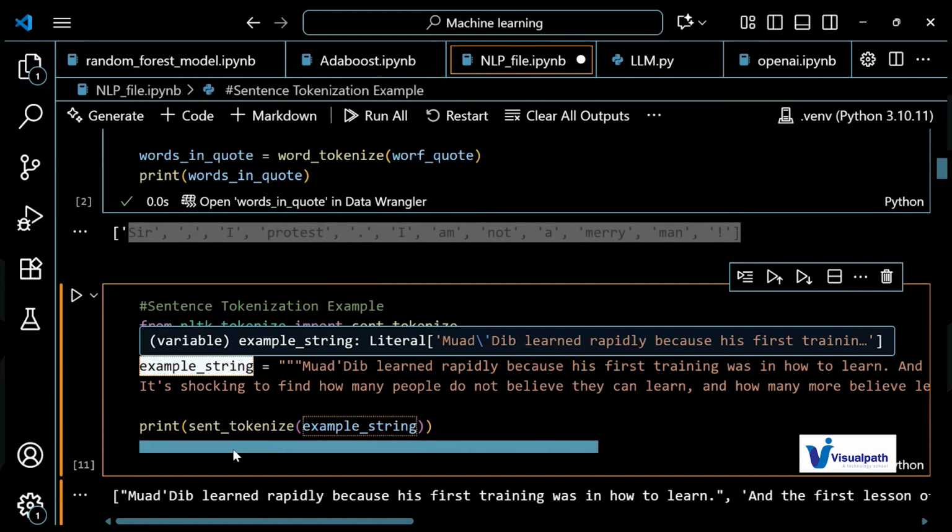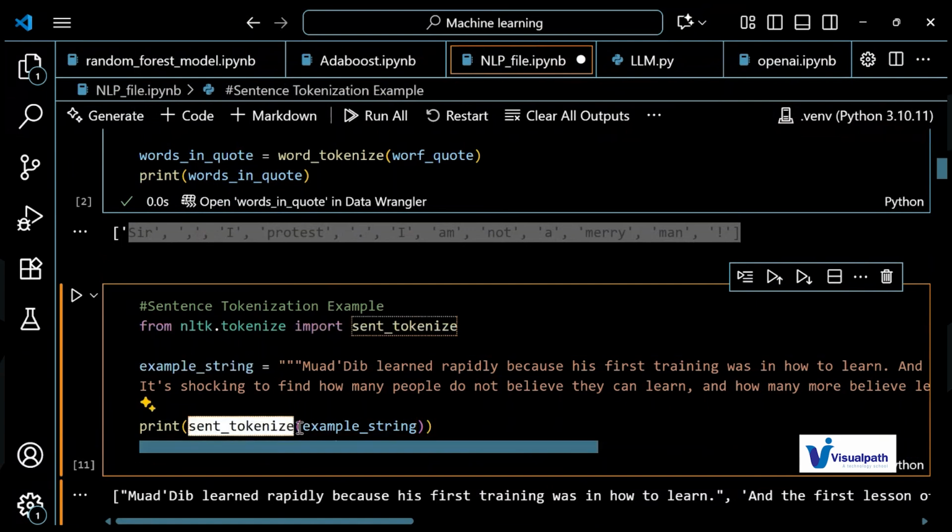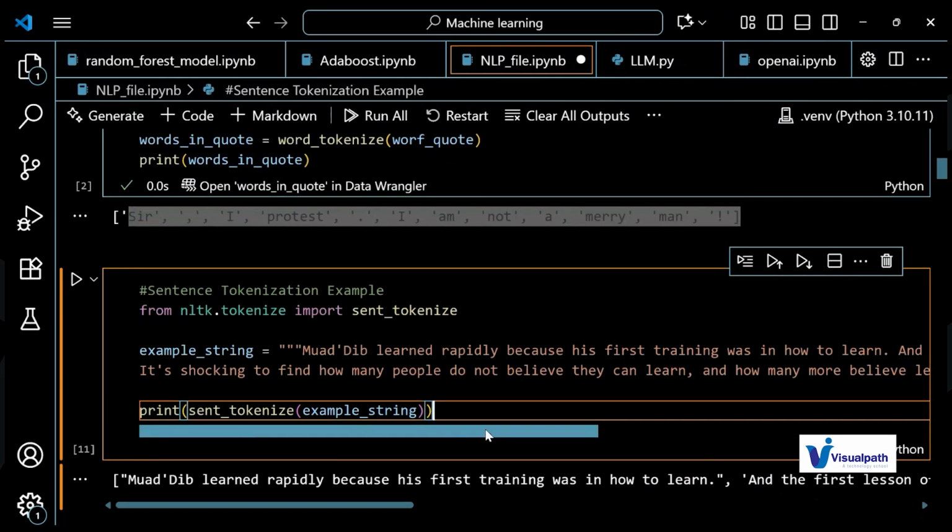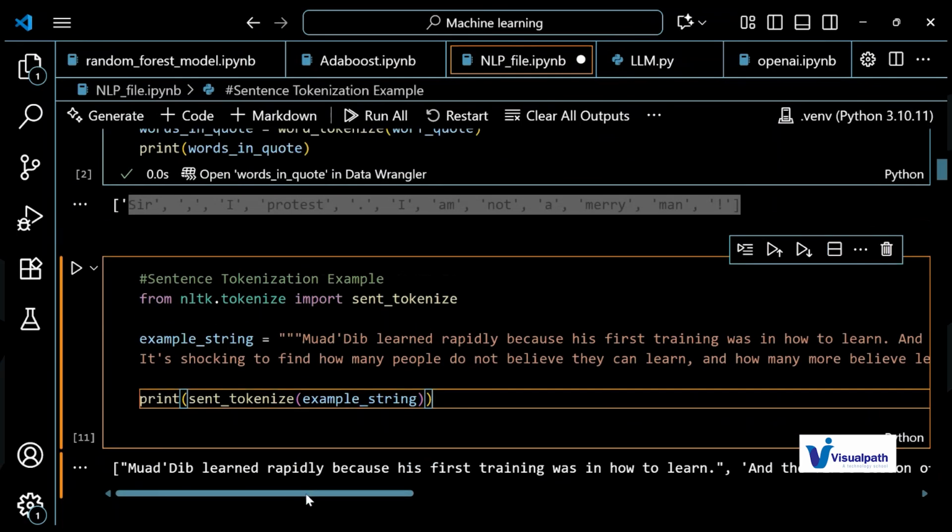This variable I am passing to this sentence tokenize method. So in the sentence tokenize method I am passing my input called example string. Finally, directly I'm printing it. I'm not storing anything in a variable, directly I'm printing it. So after doing this you'll see here the entire paragraph is converted into sentences.